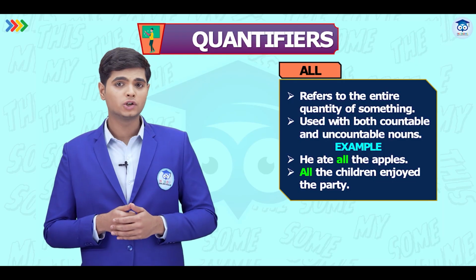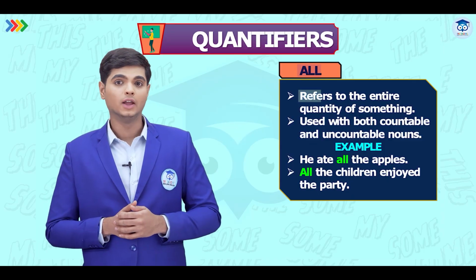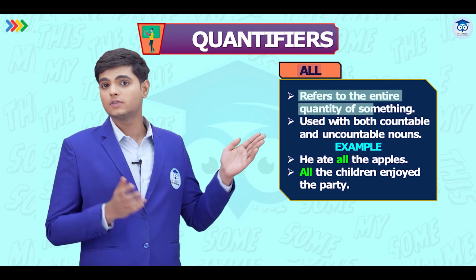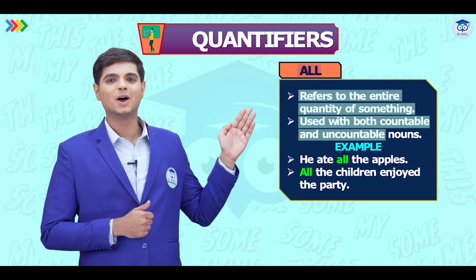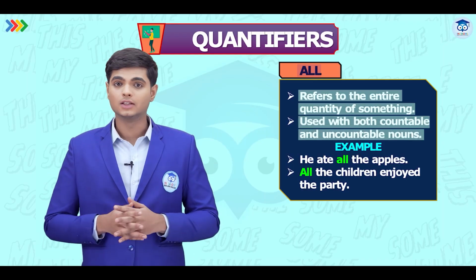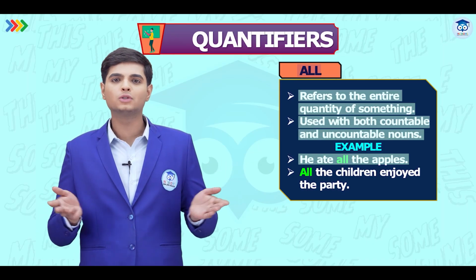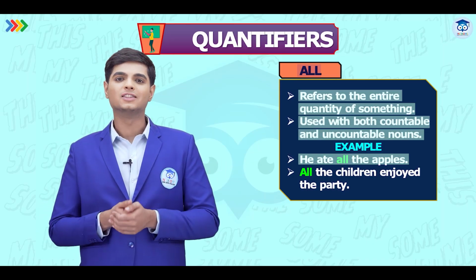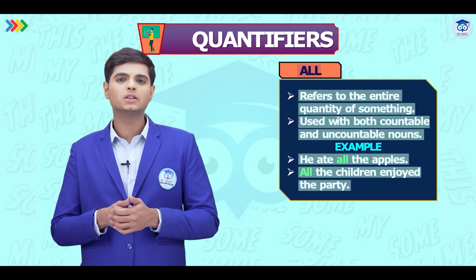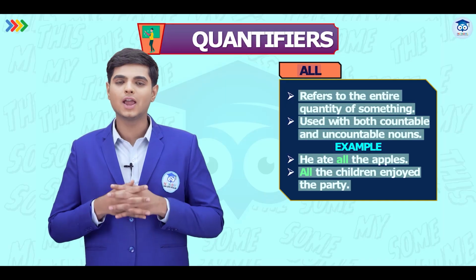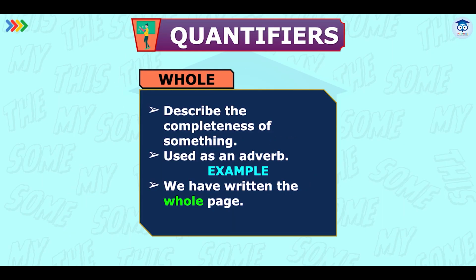Now, let's move on to all, which is a very flexible quantifier. It refers to the entire quantity of something, and it can be used with both countable and uncountable nouns. For instance, in the sentence, he ate all the apples, all shows that no apples were left behind. And in the sentence, all the children enjoyed the party, the word all is applied to the group of children, showing that everyone participated. Another word that expresses completeness is whole.